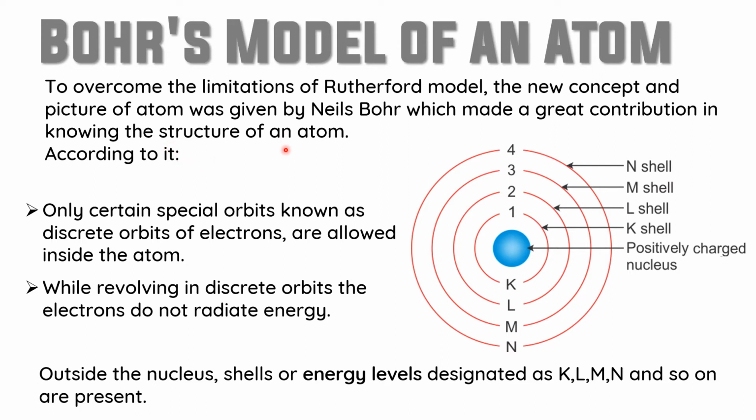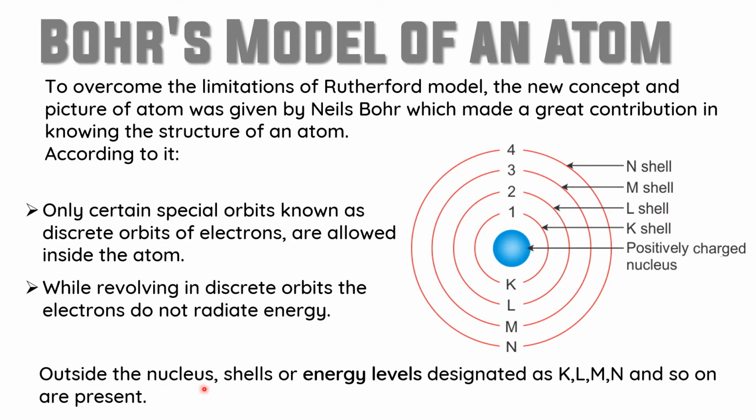According to Bohr's model of an atom, we'll see. First point, only certain special orbits known as discrete orbits of electrons are allowed inside the atom. The same way as Rutherford, electrons are revolving around the nucleus. So the center part is the nucleus, that is positively charged, and electrons are revolving around in orbits, and those orbits are special orbits. While revolving in discrete orbits, the electrons do not radiate energy. Revolving around these special or discrete orbits, electrons do not radiate energy, because each orbit has its own energy level. So these are some energy levels.